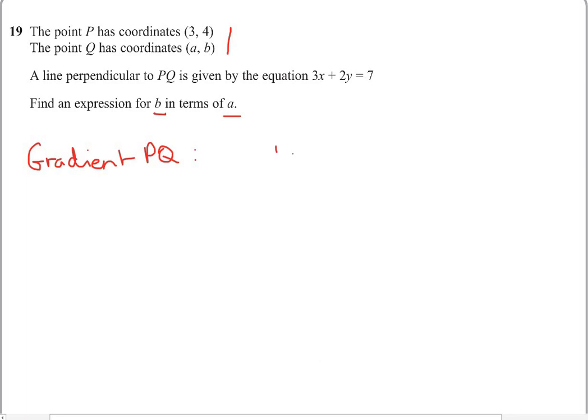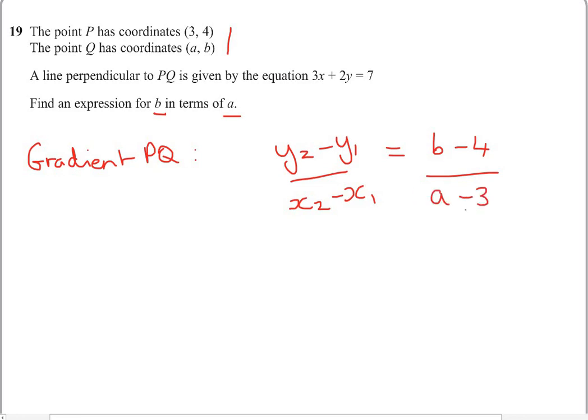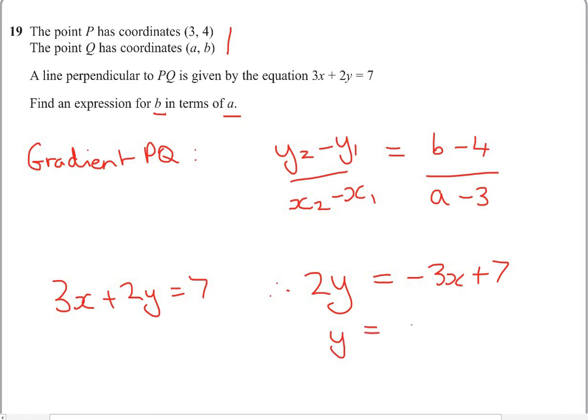y2 minus y1 over x2 minus x1. So (b minus 4) divided by (a minus 3). Yep. And then we have this line perpendicular to PQ. Let's rearrange this so it's of the form y equals something. So this is 2y equals minus 3x plus 7. And so it's y equals minus 3 over 2 x plus 7 over 2.